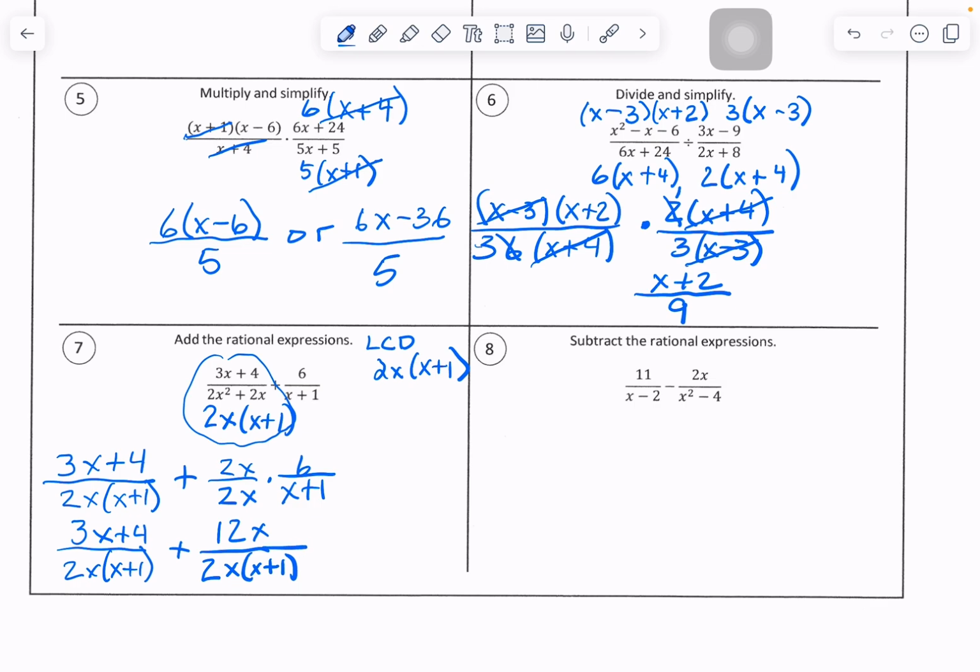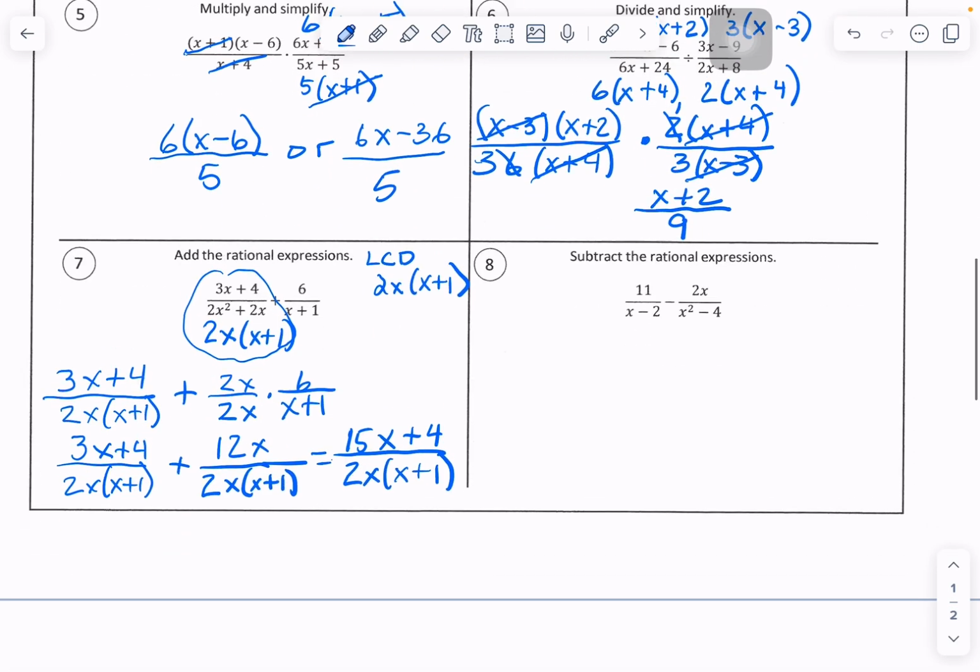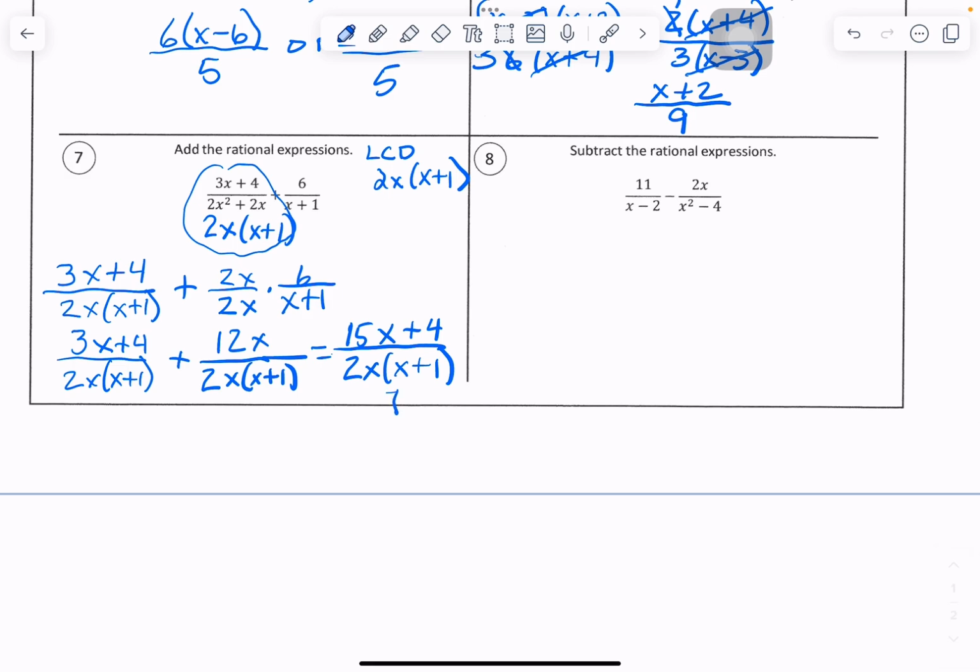Now I could add across the top. 3x plus 12x is 15x plus 4 over 2x times x plus 1. Okay, you could leave it like that, or, as always, you could do the distributive property in the bottom. You'd have 15x plus 4 over 2x squared plus 2x, which was the first one.